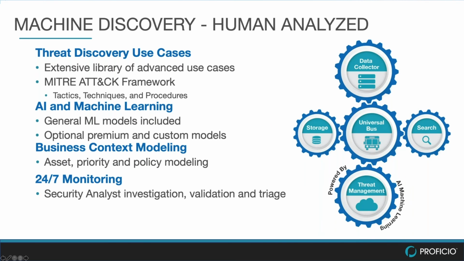As we mentioned before, the first step is how do we optimize Splunk in being able to give us the ability to do the analysis? So we have a program that we call Machine Discovery Human Analyzed. What that means is we have to create content within Splunk that gives us the ability to understand how to quickly have a security analyst do the investigation and validate that this is actionable.